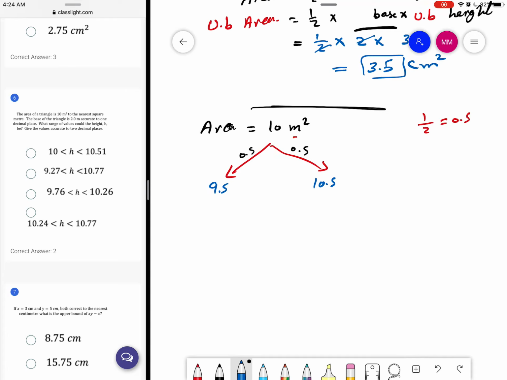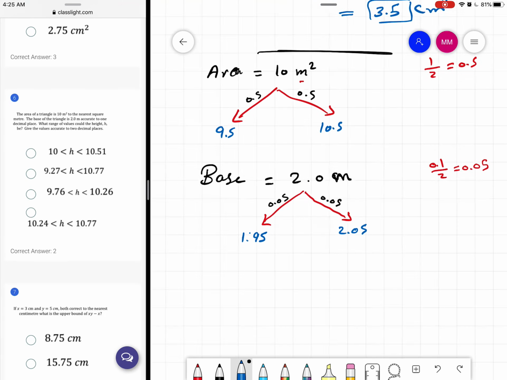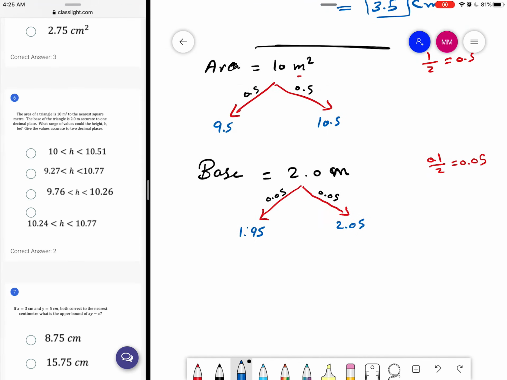Okay, after that he said the base of triangle is 2. This is the area, and now we have also the base equal 2.0 meter, and it's to 1 decimal place. 1 decimal place means 0.1, so it's divided by 2 equals 0.05. So here we will add 0.05 and subtract also 0.05. Okay, so subtract here, it will be 1.95, and add it will be 2.05. Okay, lower and upper.